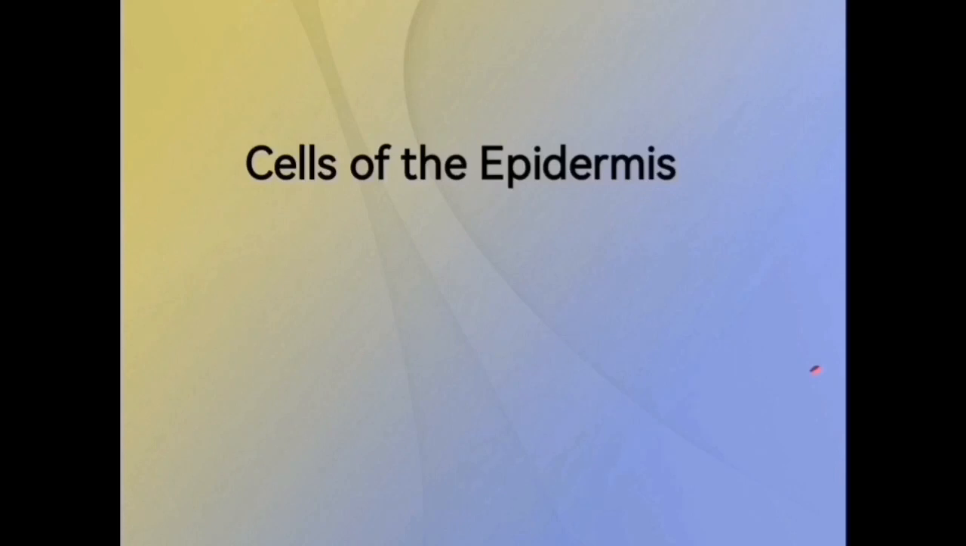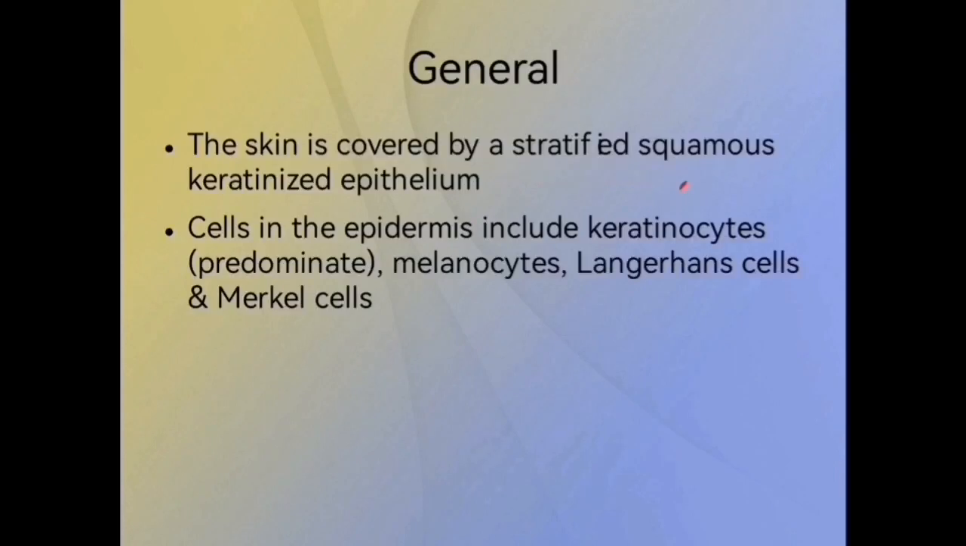In this video, let us look at the cells of the epidermis. Generally, the skin is covered by what you call stratified squamous keratinized epithelium. This offers protection to the skin. The cells which you find within the epidermis include keratinocytes, melanocytes, Langerhans cells, and Merkel cells.